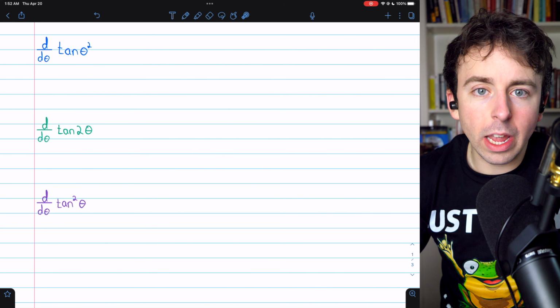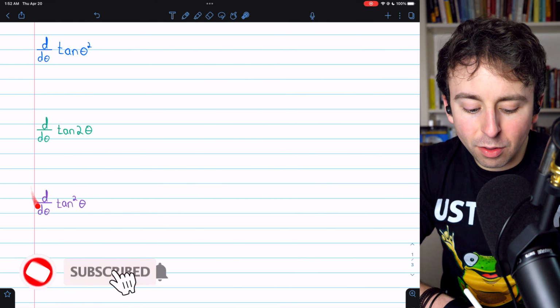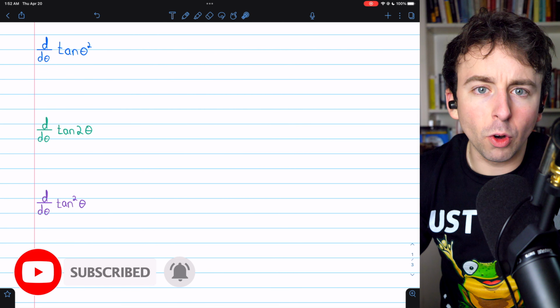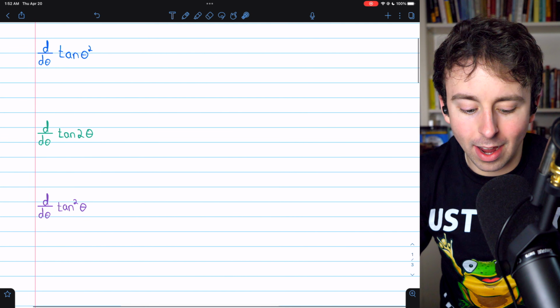We're going to use the chain rule to find the derivatives of these three composite functions involving tangent. I'll leave links in the description to similar lessons I've done with sine and cosine.